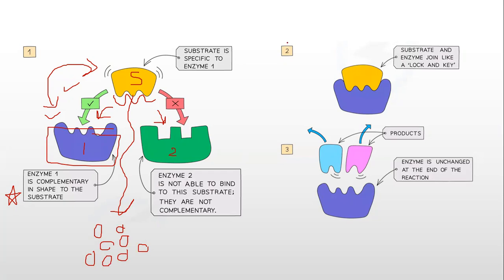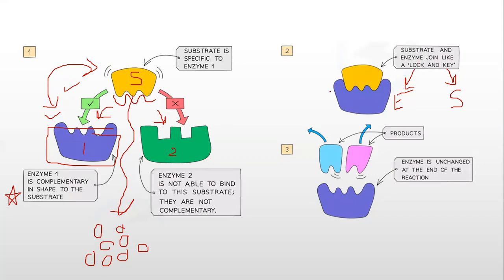Now the substrate and enzyme join like a lock and key. इसके अंदर जो lock है, that is the enzyme, and the key is basically the substrate. अभी I'll show you an animation in which you'll see how a substrate binds to an enzyme.